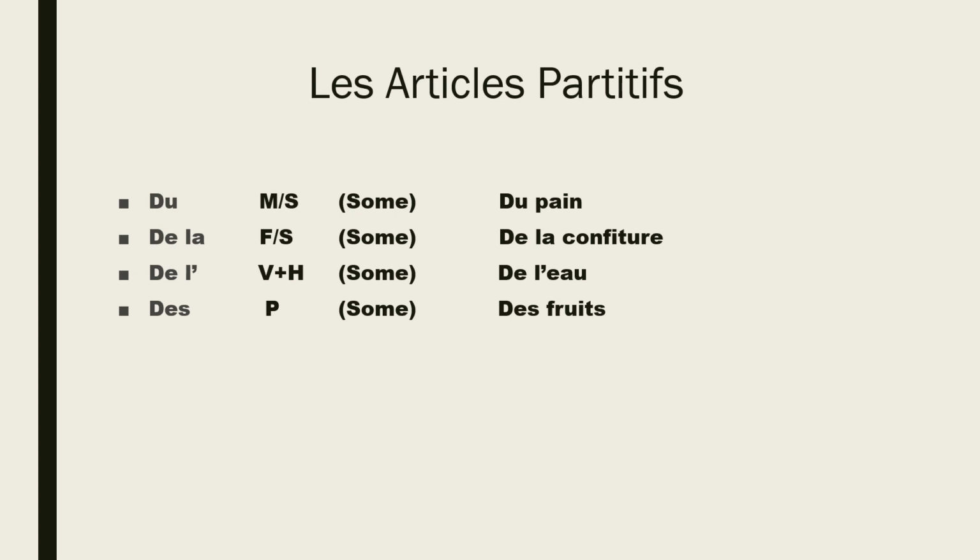Next we have des. It comes with all plural. The meaning is some. For example, des fruits, some fruits. So the meaning of du, de la, de L apostrophe and des is some. We use partitive articles when we are talking about some imprecise quantity, and usually we use these when we are talking about food items, beverages, etc.